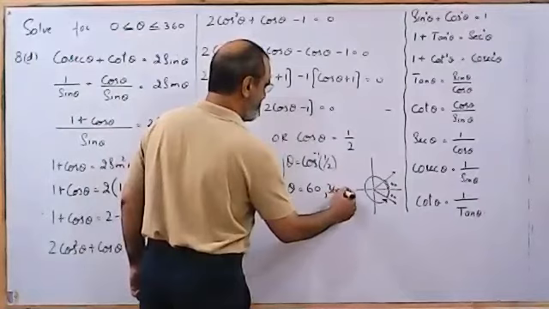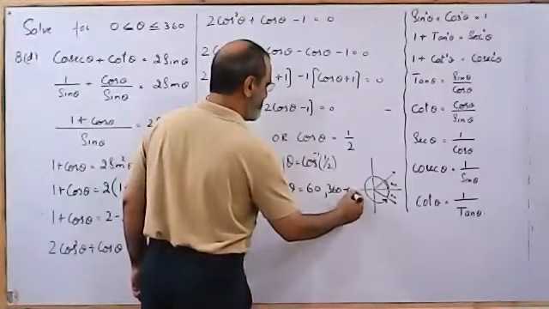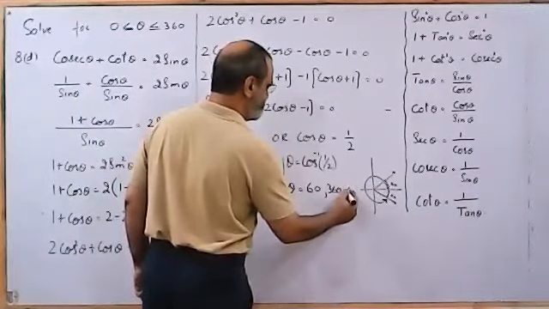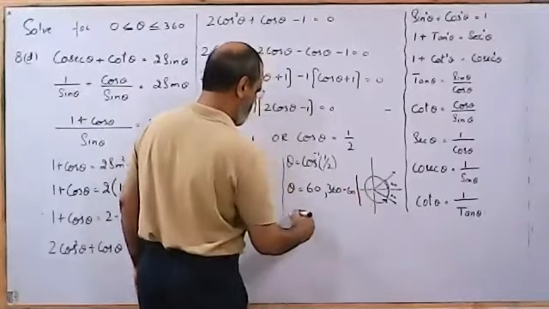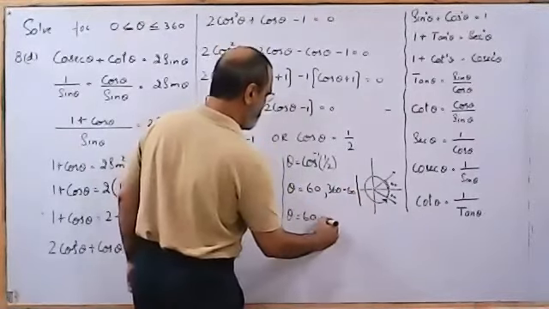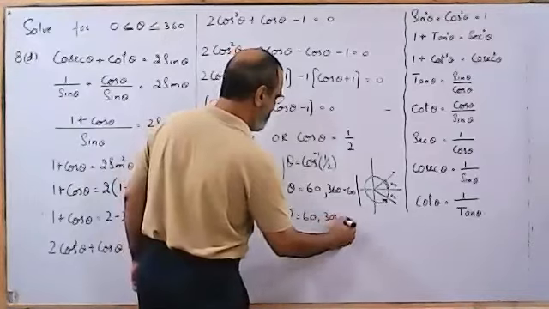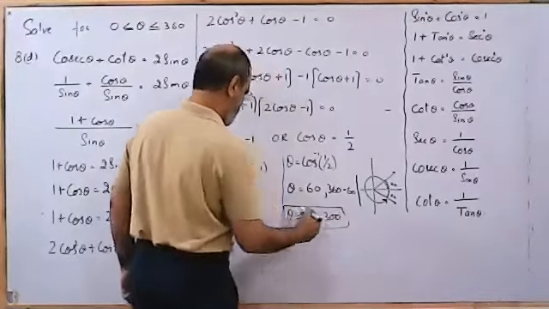So theta is equal to 60 degrees, and the other value will be 360 minus 60. So theta is equal to 60 and 300. So these are the three values of theta.